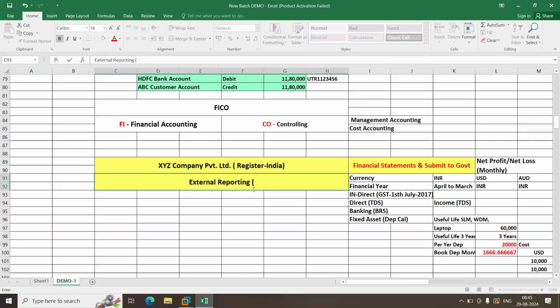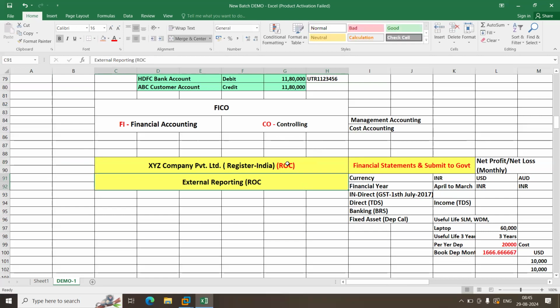So it is mainly for external reporting. So what are the reports? One is ROC, means Register of Companies Act. Whenever you go for any company registration, first you have to register your company as per ROC, Register of Companies Act.